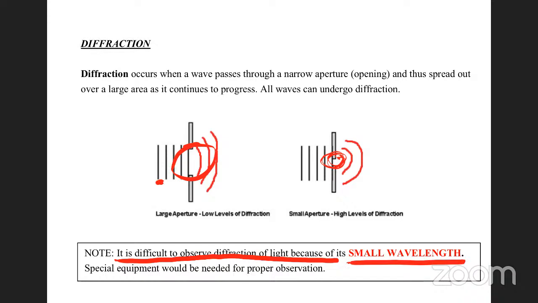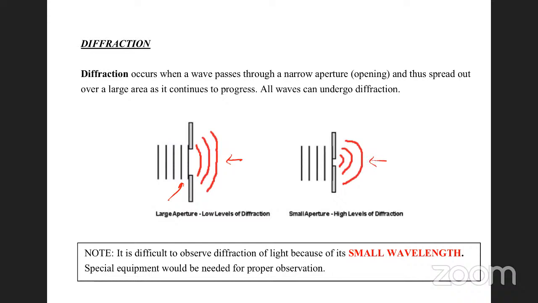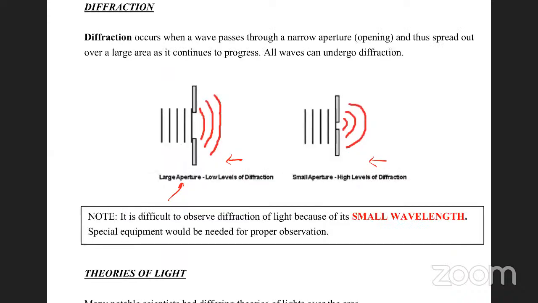And if you look at these waves, the waves that went through the larger opening didn't undergo as much diffraction. But the waves that went through the smaller opening underwent a greater amount of diffraction. So diffraction is also dependent on the size of the opening when compared to the wavelength. Okay, so that's the main thing that we have to learn about diffraction.